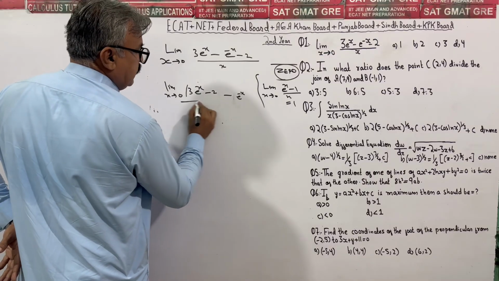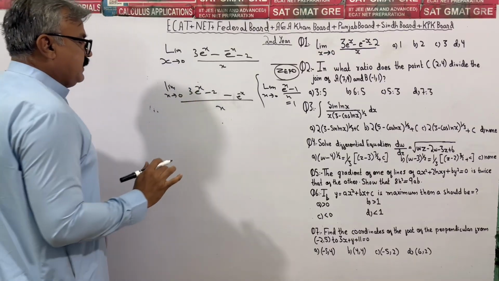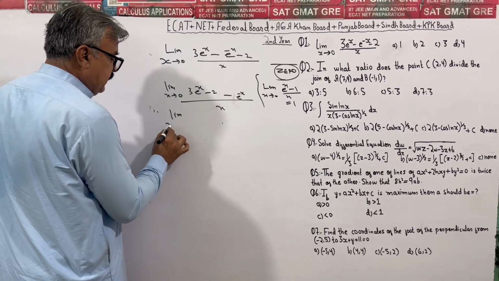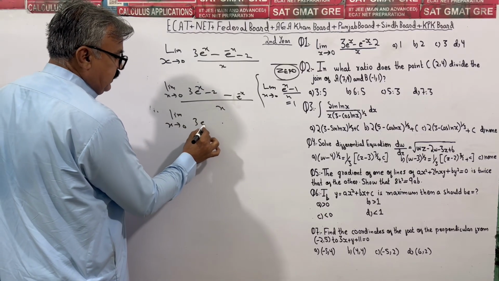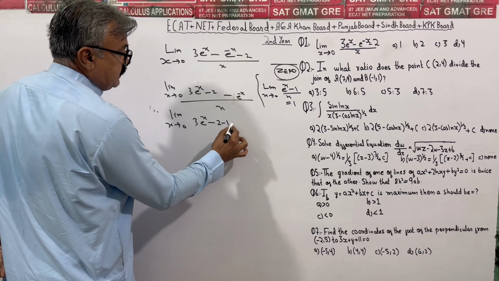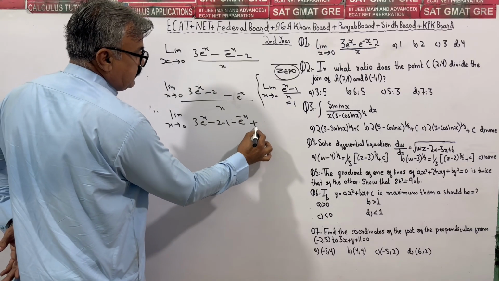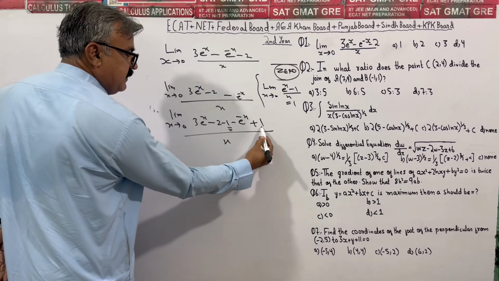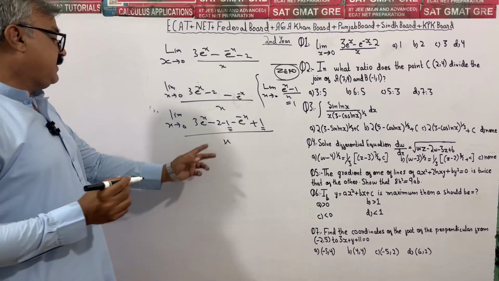Now add and subtract 1 in the next step. What is the deficiency of 1? Add and subtract 1. Where lies the mystery? Let's see and find out. Limit x tends to 0 of 3e^x - 2 - 1 - e^(-x) + 1 over x. Here lies the mystery. I have subtracted as well as added 1. Why have I written 2 with 1?